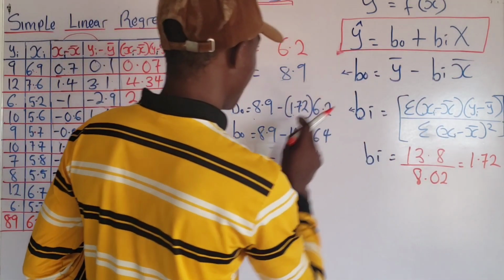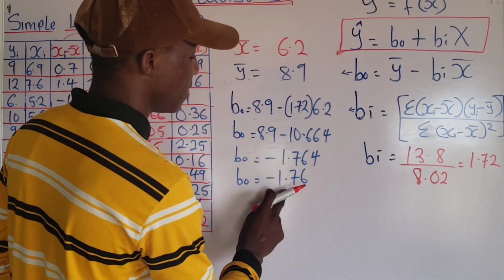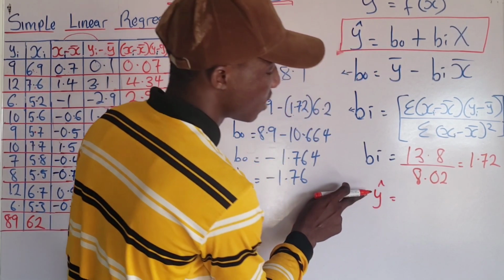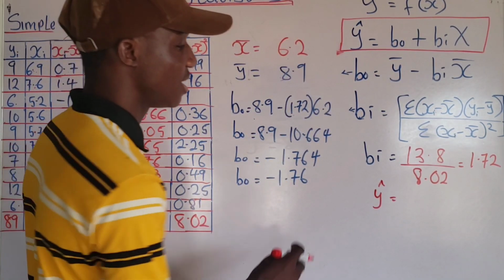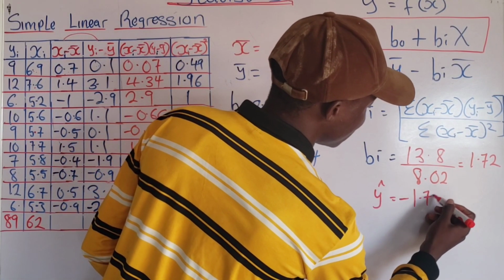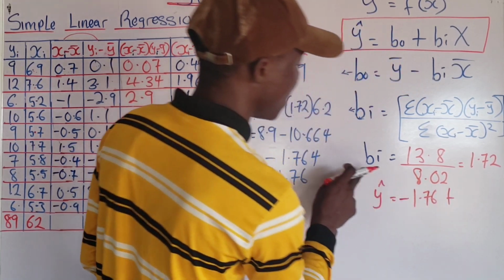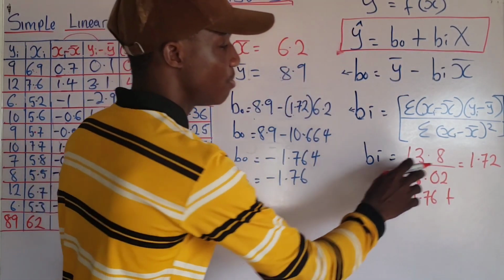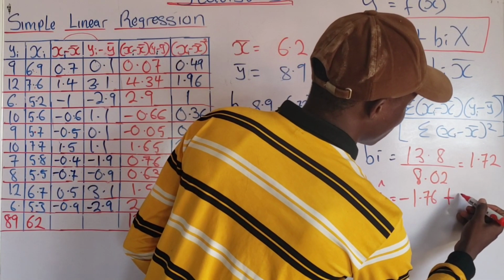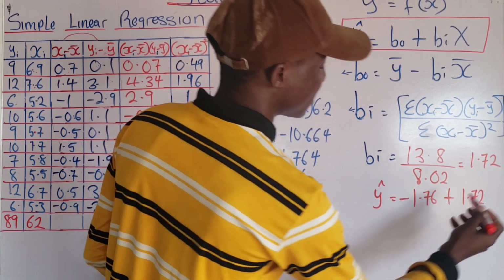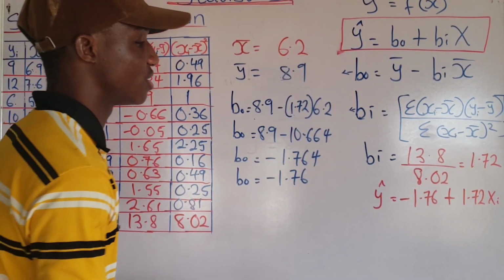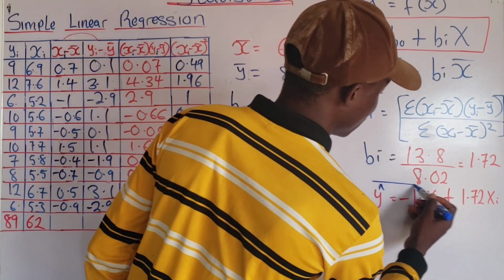The b naught here is the intercept, and the intercept is negative 1.76. The y hat here means the predicted value of y. The predicted value of y is equal to b naught, negative 1.76, plus b1. b1 is the gradient, and the gradient is 1.72. So I'm going to have plus 1.72 multiplied by x. So that is the regression equation, the regression function that we are asked to determine.